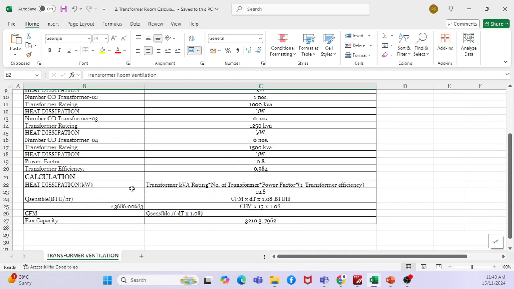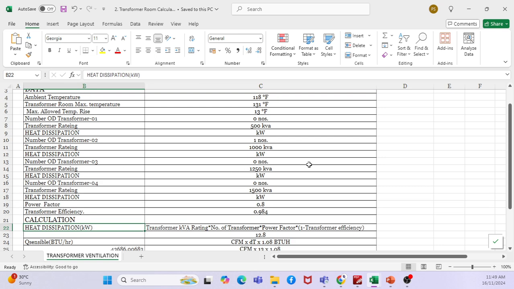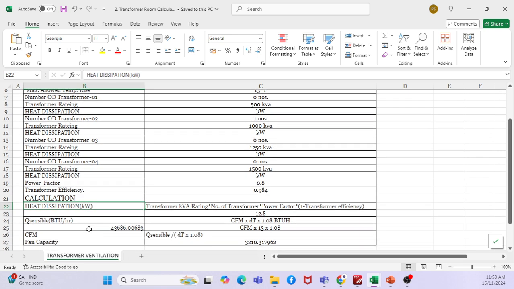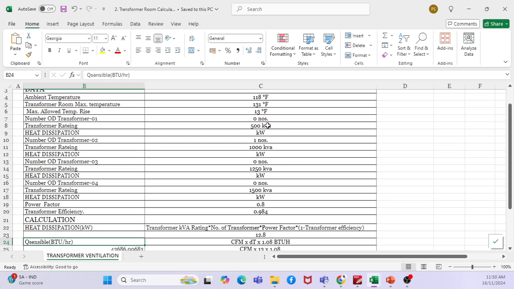Now, one of the equations which we have prepared for transformer ventilation: what is that value? Heat dissipation. You can also calculate it by means of transformer efficiency. Just now I said it is based on the losses, and the loss is nothing but efficiency, right? You have to calculate heat dissipation in kilowatt, because normally our equation is BTU per hour equals CFM multiplied by delta T multiplied by 1.08. But normally the transformer rating is in kVA.